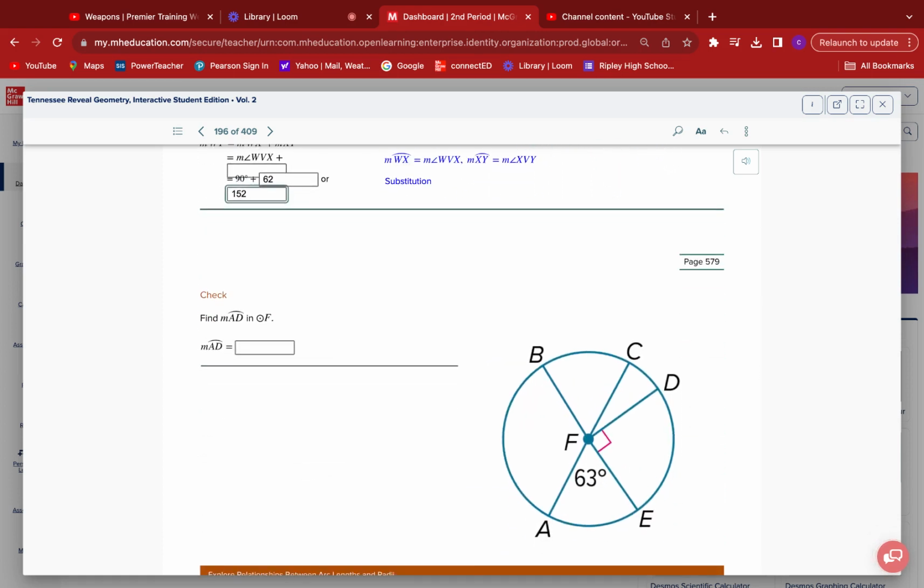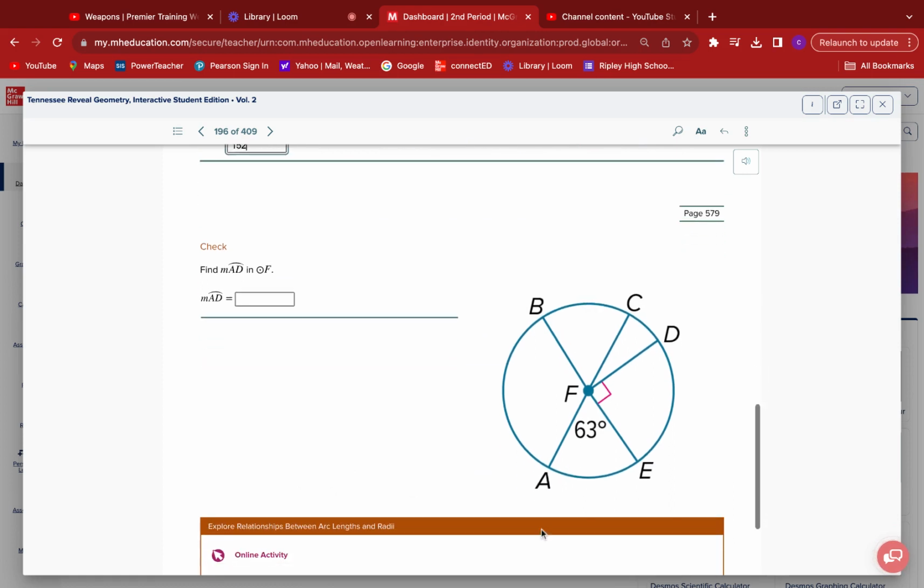All right, got a check. Moving on to the next page. Page 580 in your workbook has a check right there, and they want the measure of arc AD. All right, circle F. A to E is 63, E to D is 90. So arc AED would be 63 plus 90. 63 plus 90, everybody. Grab your calculator if you can't do that in your head. It's going to be 153.